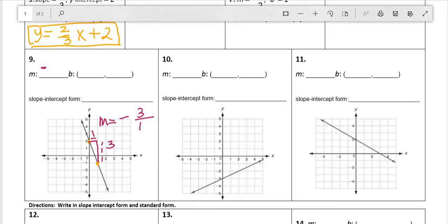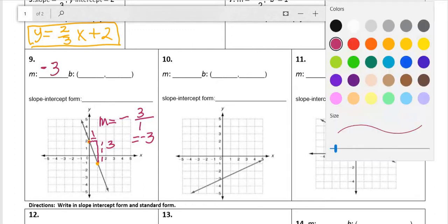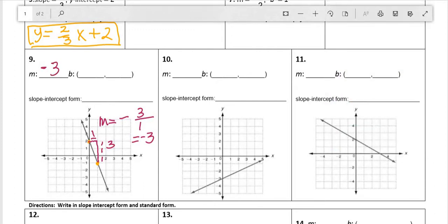So I'm going to put a 1 right here. And when you reduce that down, that is a -3. So I'm going to put a -3 right here. Now I'm going to find my y-intercept. So I'm going to see where this line crosses the y-axis. And it crosses right here at the 2, which is at (0, 2).